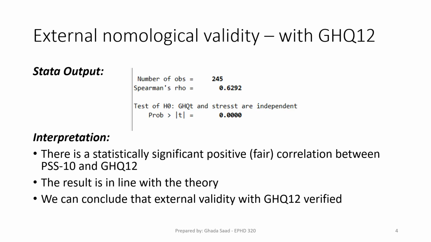And here we see the Stata output, which shows that there is a correlation of 0.629 with a p-value less than 0.001. This means that there is a statistically significant positive correlation between the two scales, and we conclude that this is in line with what we had hypothesized from the literature about the relationship and the external validity of the perceived stress scale. So the external validity of the perceived stress scale is verified.